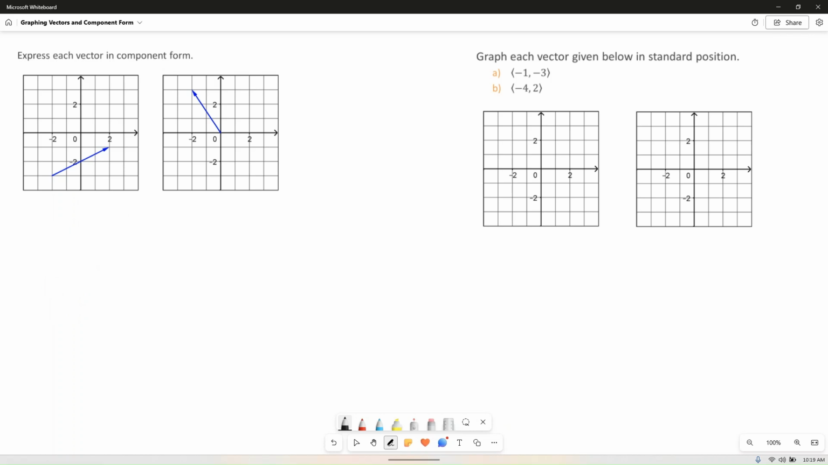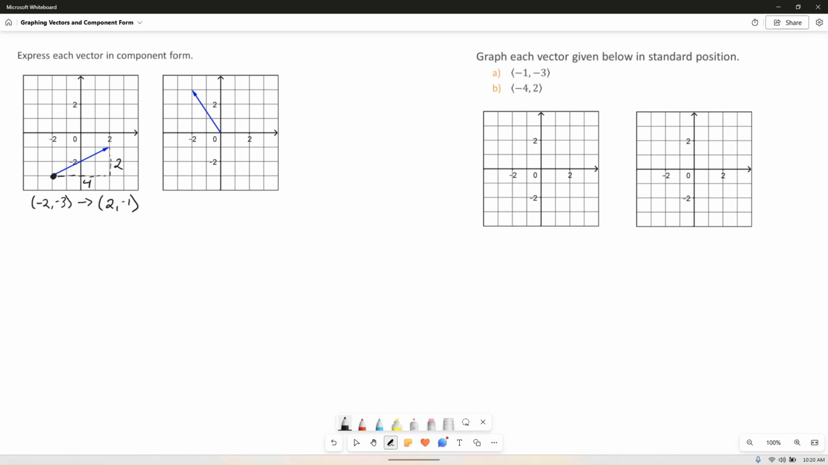So in our first example here, we are given a vector on a graph, and its initial point is at the coordinate -2, -3, and its terminal point is the point 2, -1. So again, we just need to find how far it travels horizontally and how far it travels vertically. From -2 to 2 is a distance of 4. So that's the run, that's the horizontal component. And then it travels from -3 up to -1 in the y direction, so that would be a rise of 2. So the vertical component is 2, the horizontal component is 4.